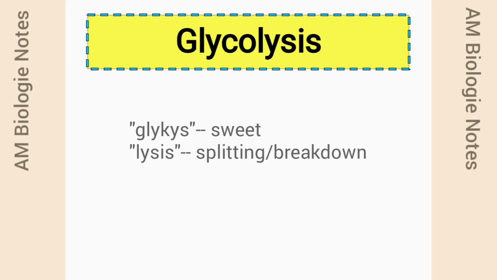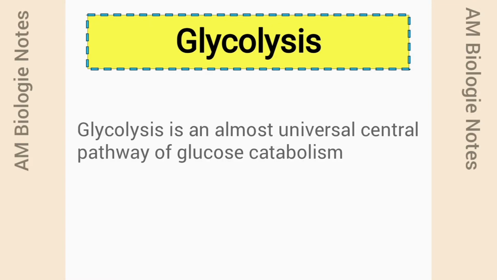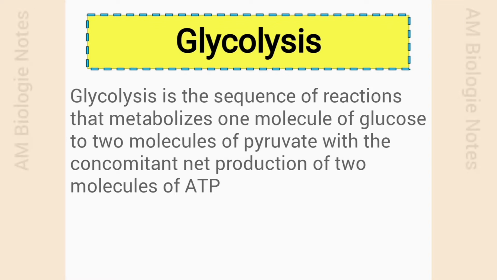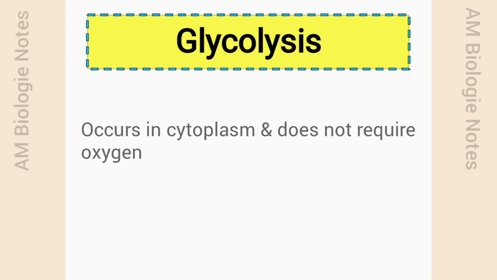The word glycolysis comes from two Greek words, glykis meaning sweet and lysis meaning splitting. It is an almost universal central pathway of glucose catabolism. By definition, glycolysis is the sequence of reactions that metabolizes one molecule of glucose to two molecules of pyruvate with the concomitant net production of two molecules of ATP. The process occurs in the cytoplasm and does not require oxygen.